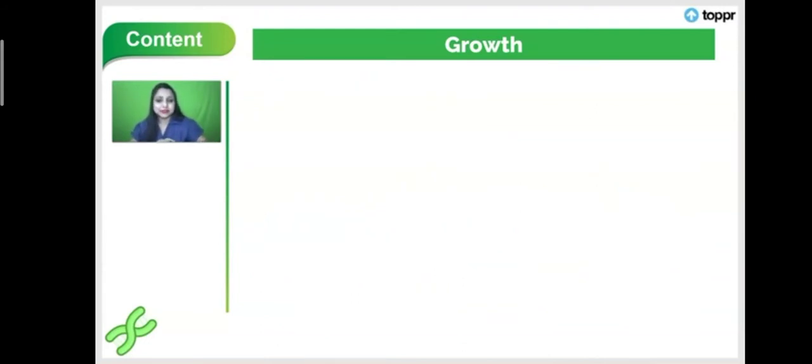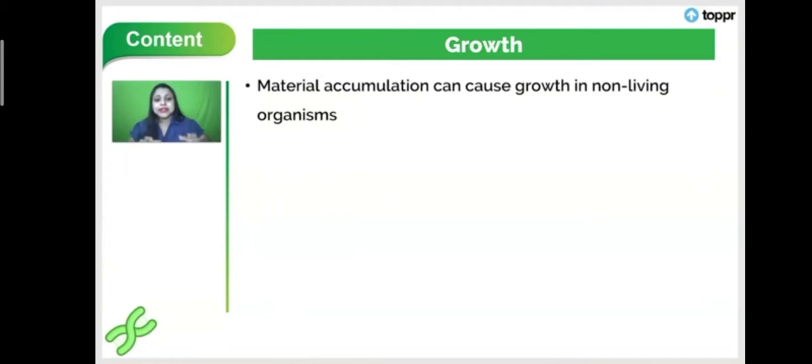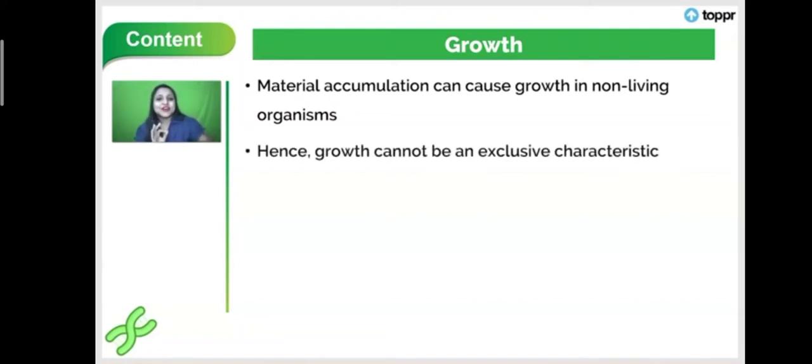Now, the material accumulation can also cause growth in non-living objects. For example, if we talk about mountains, what happens in mountains? We have often heard that mountains grow in height. So what is exactly happening? Well, what happens is there is accumulation of material on the mountain because of which the height of the mountain grows. So we cannot say that growth is an exclusive characteristic of living organisms. And also one thing that we need to note is that growth does not occur in dead organisms.